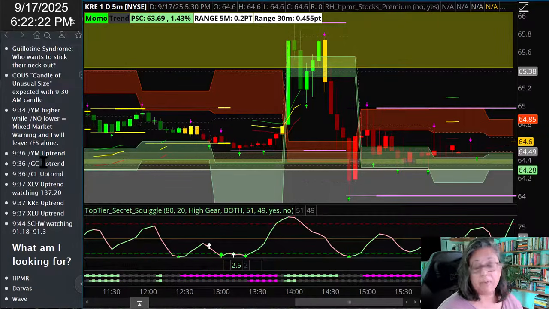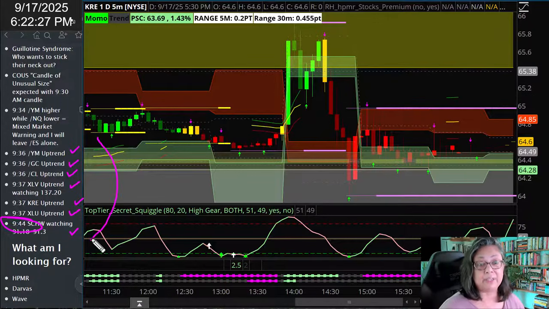Then we go by about 9:34, 9:33, a few minutes after the bell, scanning for symbols that could have clarity and follow through. Dow met that criteria: gold, crude oil, healthcare, regional banks, utilities, and Schwab. And by 9:44, I've got a pretty good idea and a pretty beefy list of things I could be looking for.